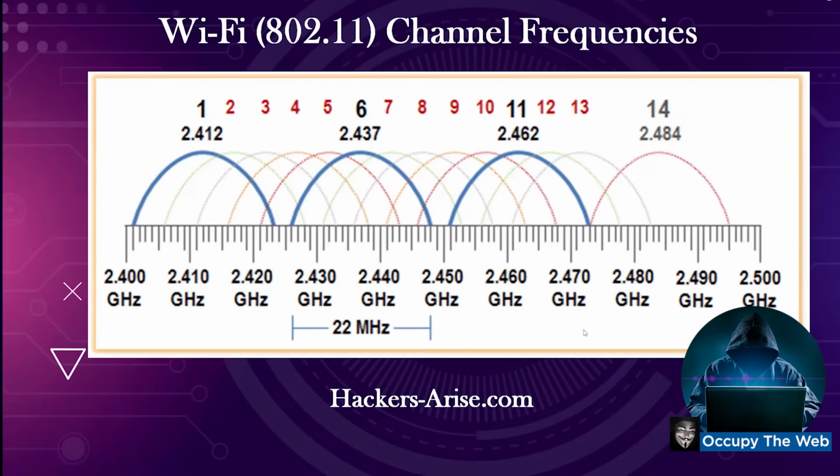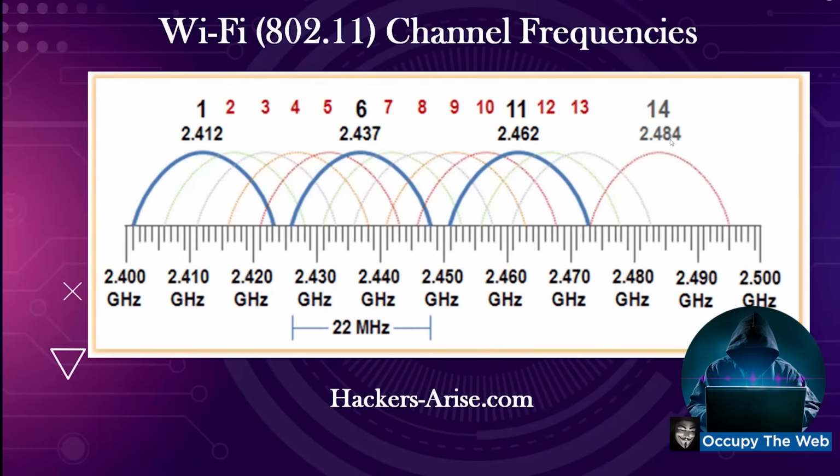So you're going to get less integrity in your signal. You're going to have data that gets corrupted and packets that get dropped. If you have the whole frequency to yourself, you get the greatest fidelity. Here you can see that channel 1 is centered at about 2.412. There it is right there. Then channel 6 is at 2.437, and channel 11 is at 2.462.